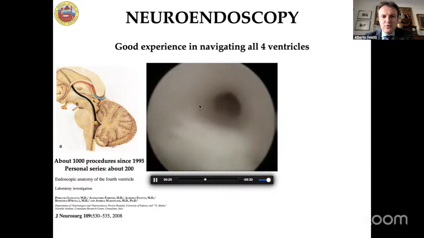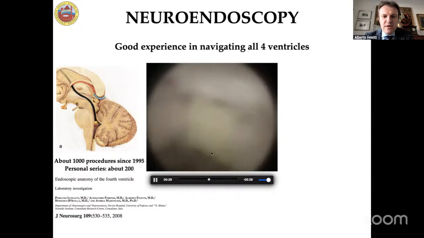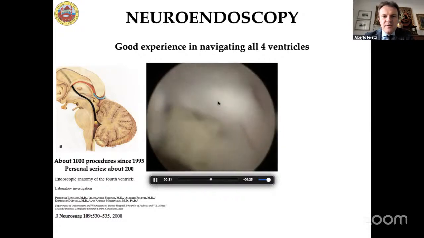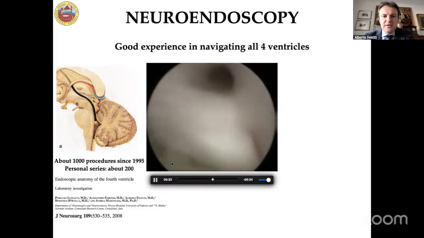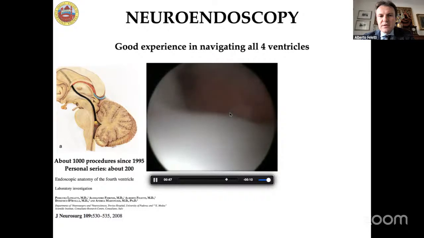This is the aditus of the cerebral aqueduct with the posterior commissure, the habenular commissure. This is the pineal recess between the two commissures, and in selected cases, of course, only if it is clinically relevant, we can navigate through the cerebral aqueduct. This leads us to the fourth ventricle.